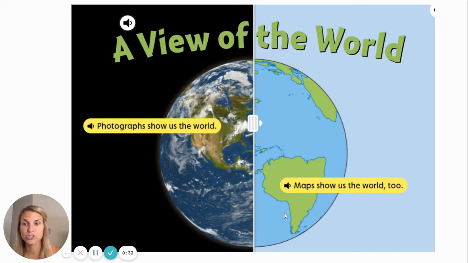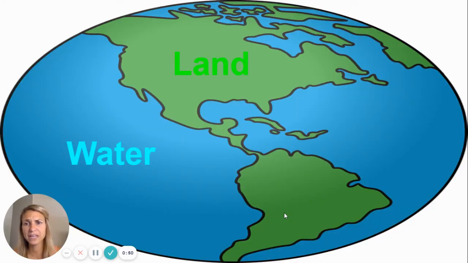Now, maps show us the world too, except a map is a drawing or a painting to represent what is real in our world. So, this is a picture of our Earth and a map of our Earth. Looking at this map, land is in green and water is in blue.